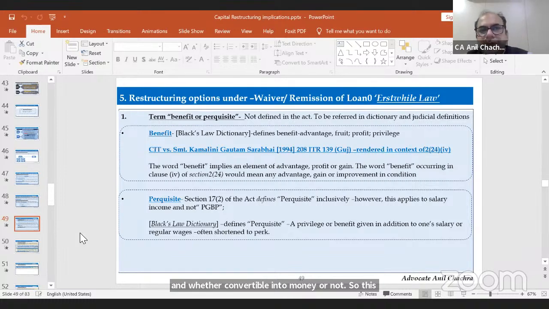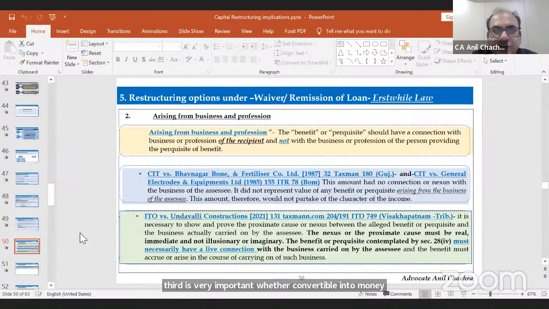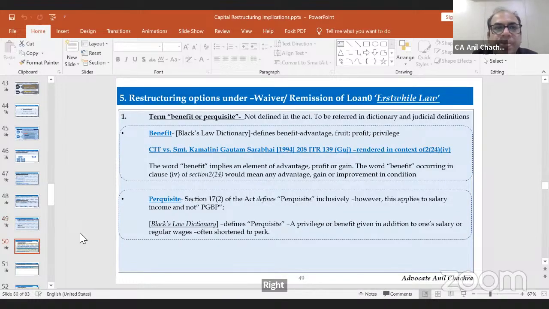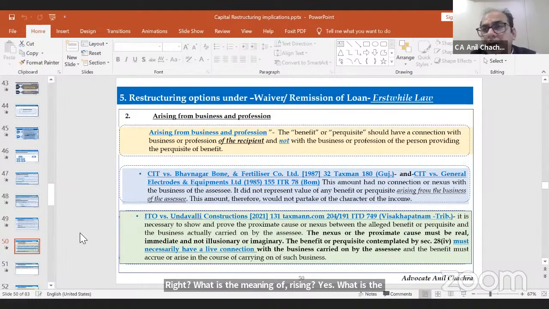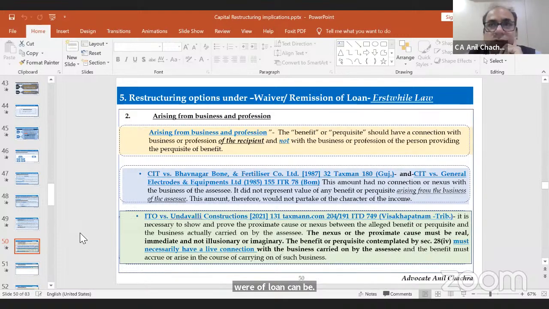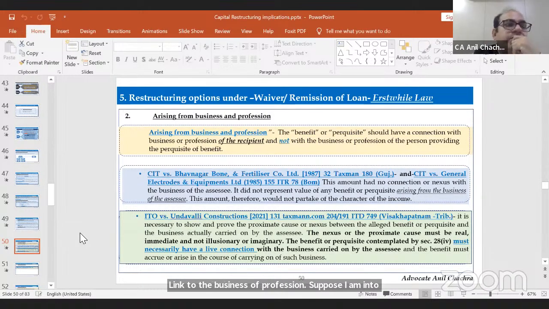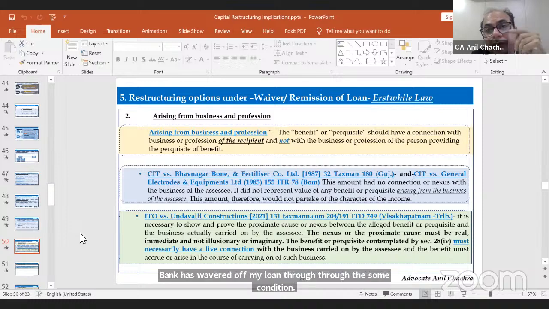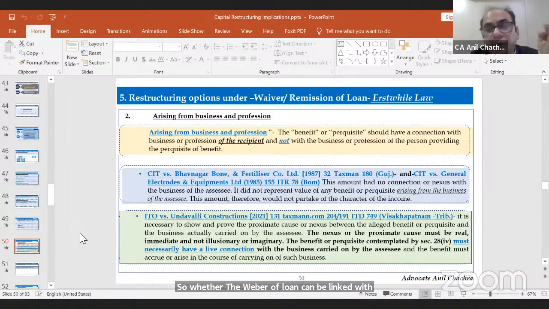I will not discuss what is the meaning of the benefit, what is the meaning of arising, or what is the meaning of benefit or perquisites. The second condition is that it should be arising from business or profession. So waiver of loan can be linked to the business or profession. Suppose I am into the manufacturing sector and the lender, like SBI Bank, has waived off my loan through some condition. So whether the waiver of loan can be linked with arising from the business or profession.